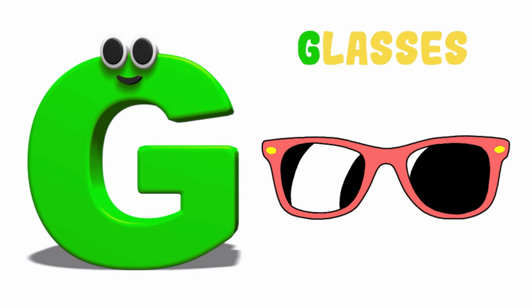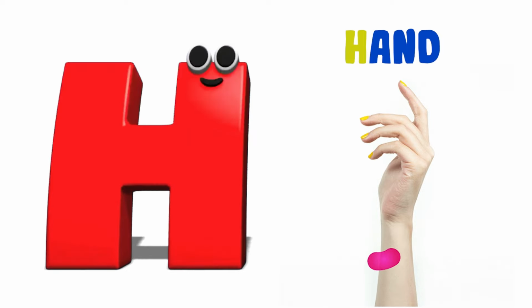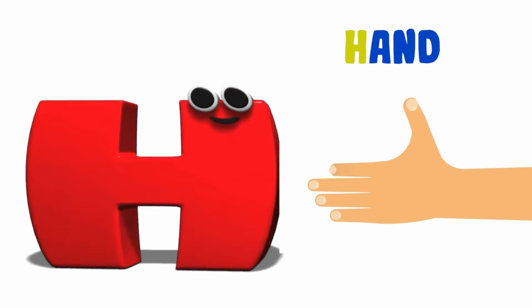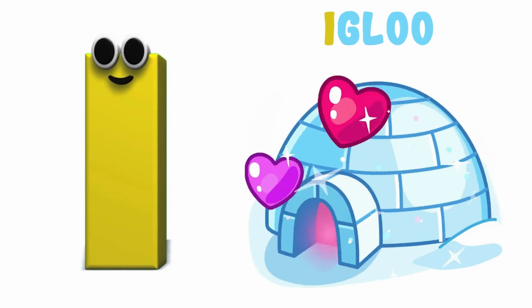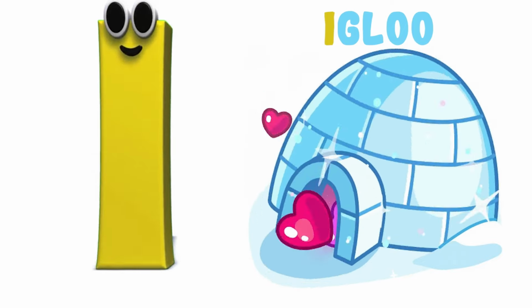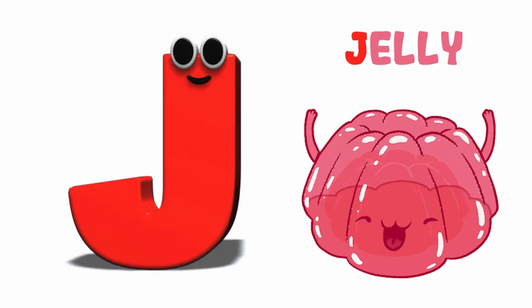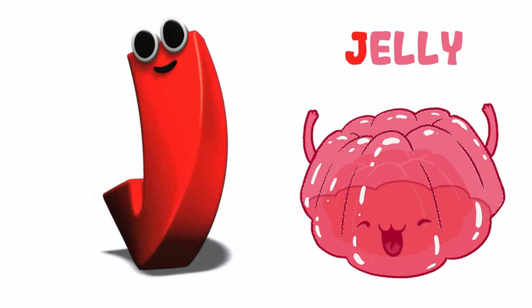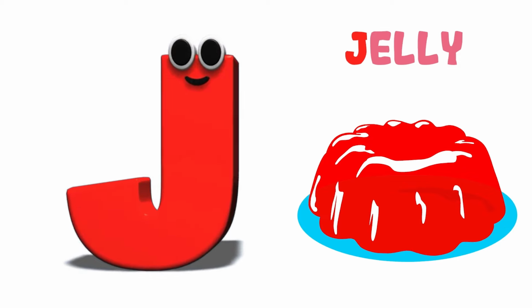G, glasses. H is for hand, h h hand. H, hand. I is for igloo, I I igloo. J is for jelly, j j jelly. J, jelly.